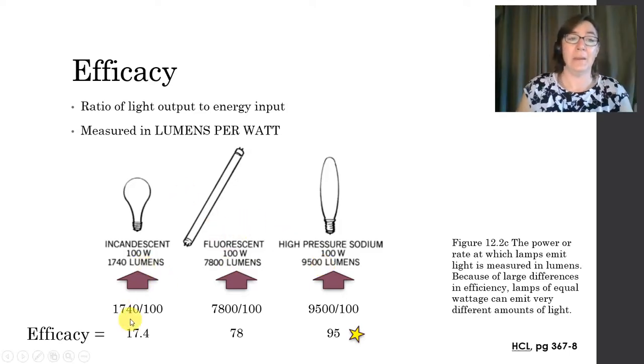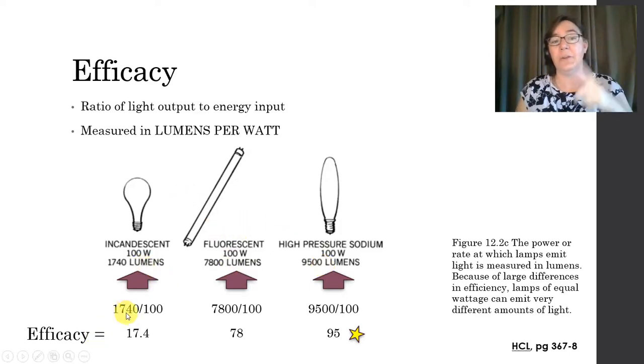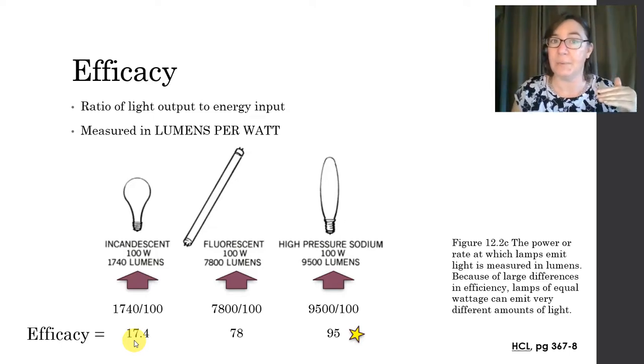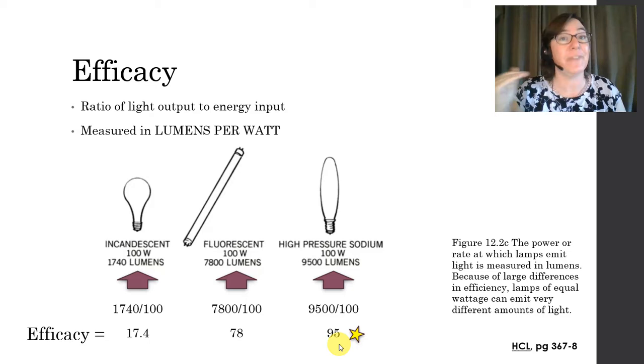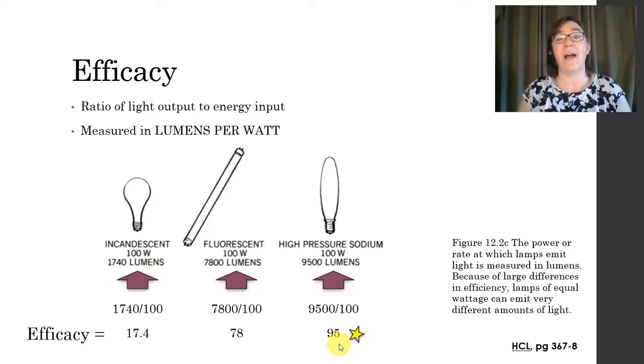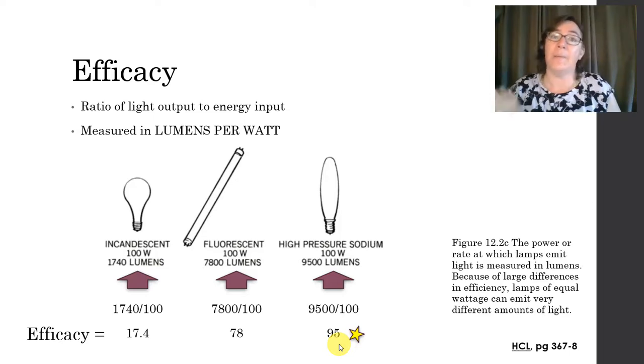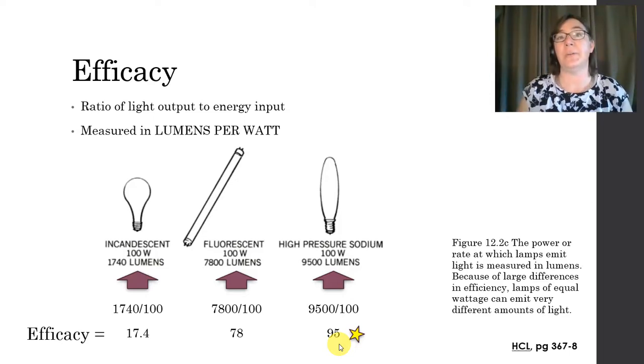So in finding the efficacy, you take the lumens and divide by the watts. You get lumens per watt. The efficacy of the incandescent fixture is fairly low, 17.4 lumens per watt, all the way up to this high efficacy number of 95 lumens per watt. So what you're looking for in order to reduce your energy use is to select high efficacy light sources.